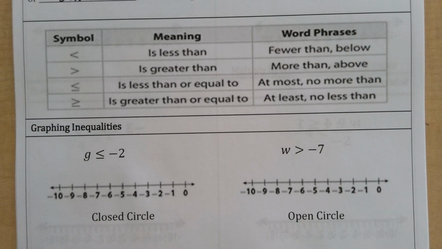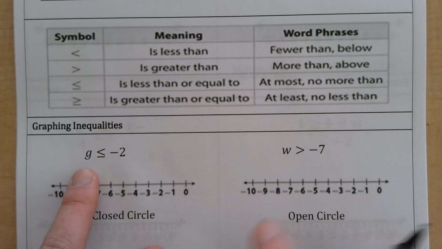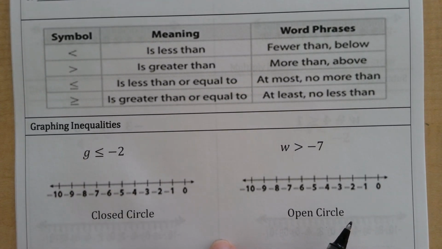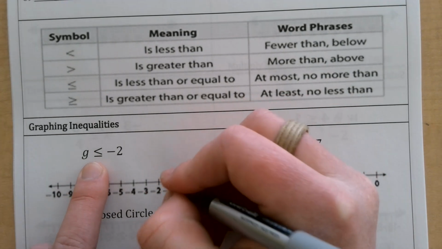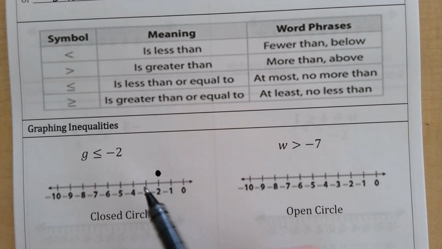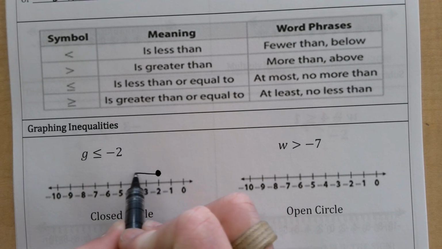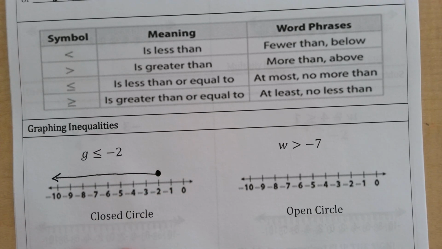Now, how do we graph inequalities? Well, there's two different ways that we graph inequalities depending on the symbol. If we have an inequality like g is less than or equal to negative 2, we're going to use a closed circle because of the or equal to. So we would put a dot right here, a closed circle saying it could be negative 2. And then we're going to draw a line. But it could also be anything smaller than that. So it could be anything to the left.